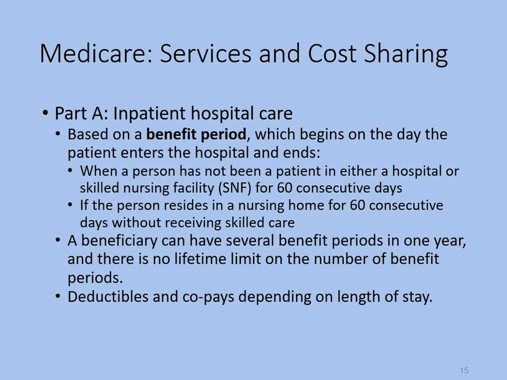Part A, again, we're talking about different parts, is inpatient hospital care. It's based on a benefit period which begins on the day the patient enters the hospital and ends when a person has not been a patient in either a hospital or a skilled nursing facility for 60 consecutive days. If the person resides in a nursing home for 60 consecutive days without receiving skilled care, that's a benefit period. A beneficiary can have several benefit periods in 1 year, and there's no lifetime limit on the number of benefit periods. There's deductibles and co-pays depending on the length of stay.